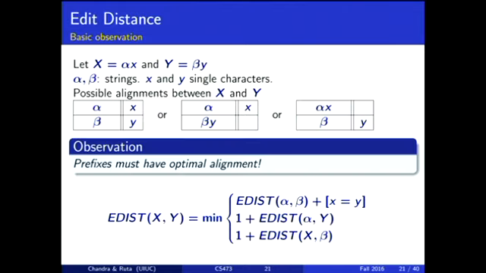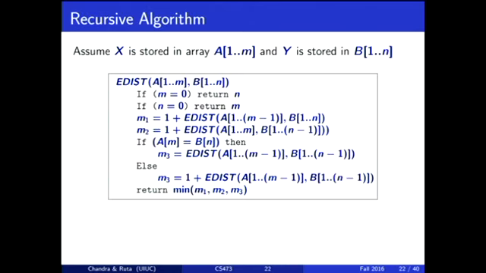When can we not do this? If one of them is an empty string, I can't do this, because if x is an empty string, I can't even write one character in x. So what's the right thing to do? The optimal solution is to insert essentially all of y. So if one of them is empty, the optimal solution is the length of the other string. Those are the base cases. Otherwise, you can do this recursion.